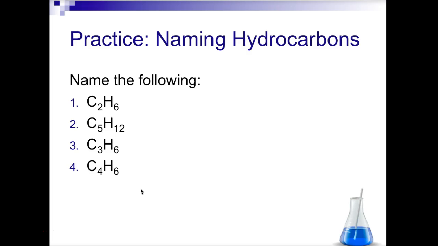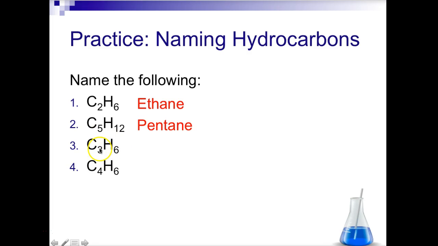Great, what did you come up with? The first one, 6 is more than double 2. So that means that this is going to be an alkane. So it's going to have to end in ANE. Has 2 carbons, so you should have named it ethane. Second one, C5H12. 12 is also more than double 5, so it should end in ANE again, and this should be pentane.